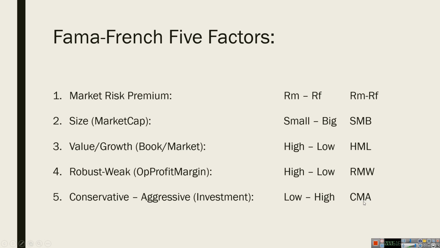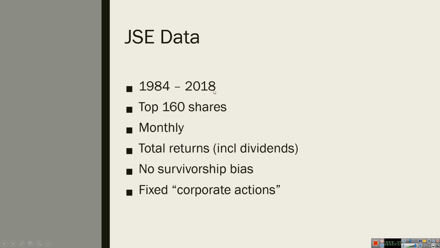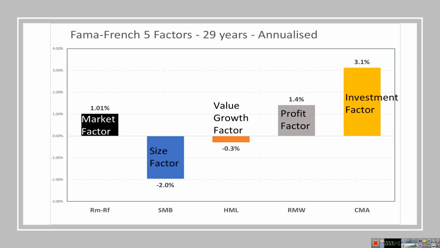and this is their factor for that. Now we went and took data from 1984 all the way up to the end of 2018. Top 160 companies, we did this monthly. We've included dividends and so on, to make sure there's no survivorship bias in our data. And we fixed all corporate actions, share splits and so on over here. And we ran their 5 factors through our methodology, or their methodology in this instance here.